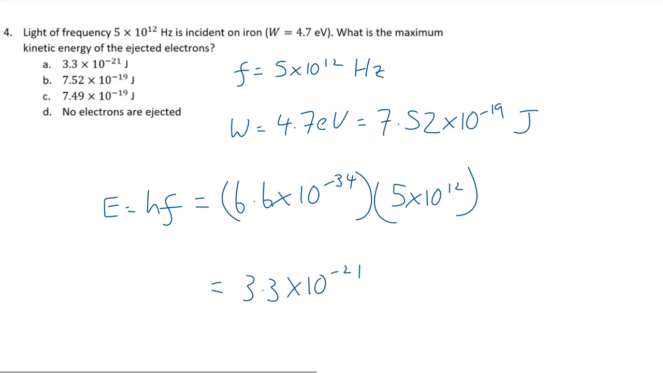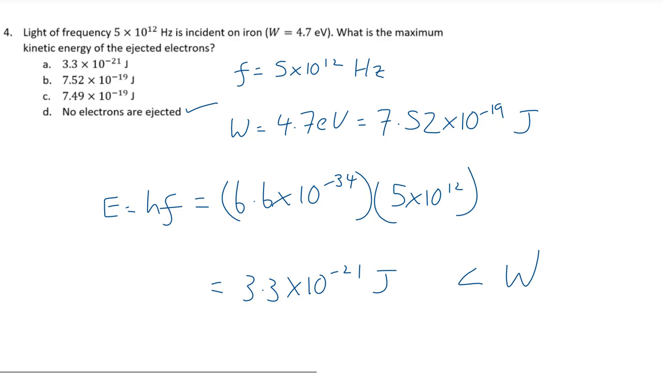Comparing this to the work function of the iron, we see that the energy of the light wave is much less than the work function of the iron. Because of this, we therefore know that no electrons are going to be ejected. This does not impart enough energy into the electrons in order for them to overcome their chemical bonds to the metal. Thus, the correct answer here is option D. No electrons are ejected.